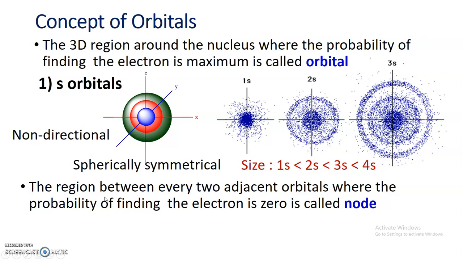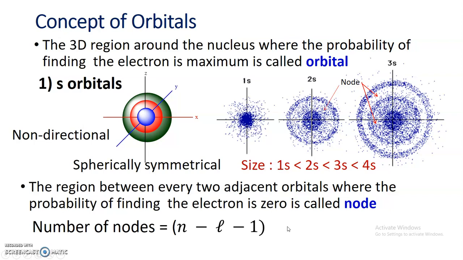Now the most important thing: the region between every two adjacent orbitals where the probability of finding an electron is zero is called a node. For example, in the 2s orbital there is one node, between the 1s orbital and the 2s orbital. This portion, where there is a low probability of finding an electron, is called a node. In the 3s orbital there are two nodes. One node is between the 1s and 2s orbitals, and the second node is between the 2s and 3s orbitals. This is the first node and this is the second node.